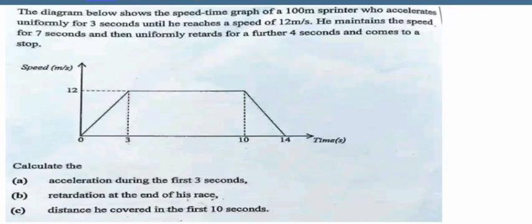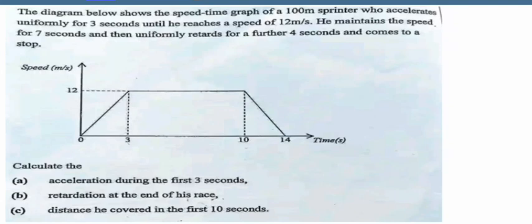So what is happening here from 0 up to 12 meters per second? It is just acceleration. Then from this point here up to this point here, what is happening here? It is deceleration. Then from 3 seconds to 10 seconds, what is happening here? It is 0 acceleration or constant speed. Okay, so let's try to answer the questions.